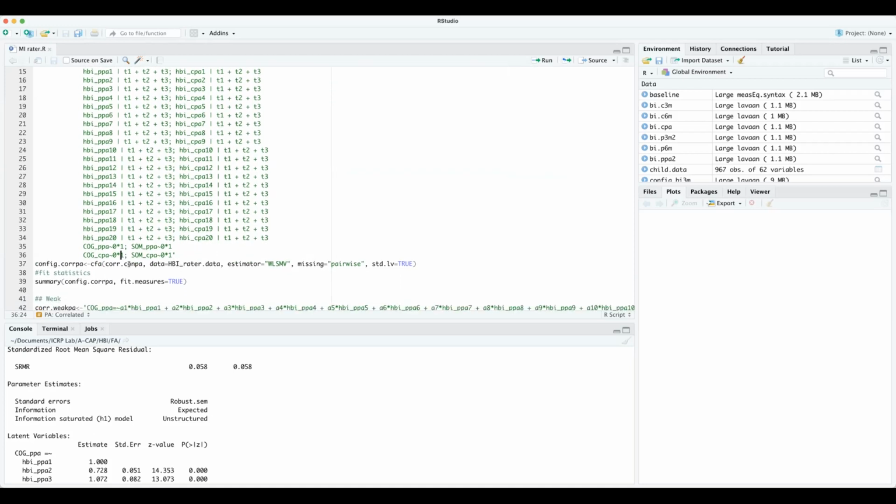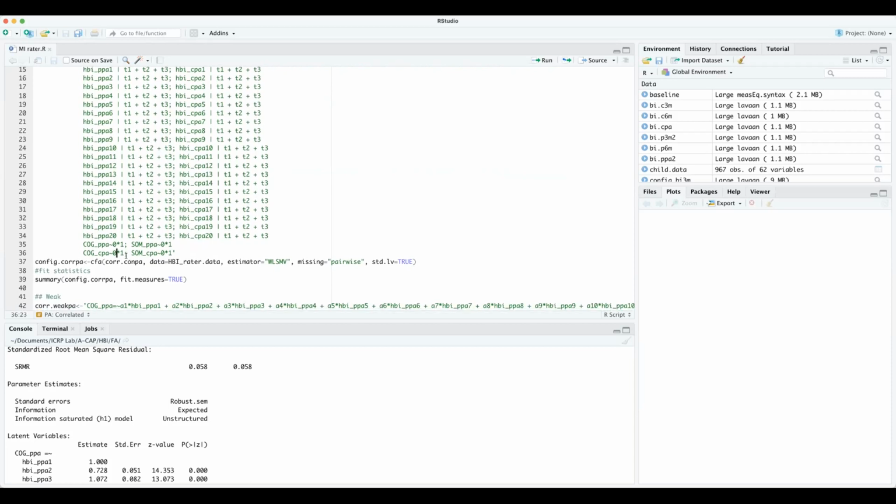Because I had convergence issues, ideally you want this to be freely estimated, but I had to set them all to 0. So to converge, sometimes you will have to set these constraints, and then yeah, you just run.